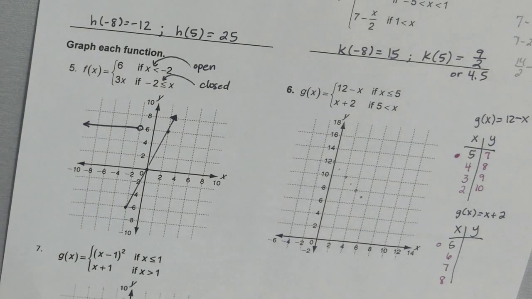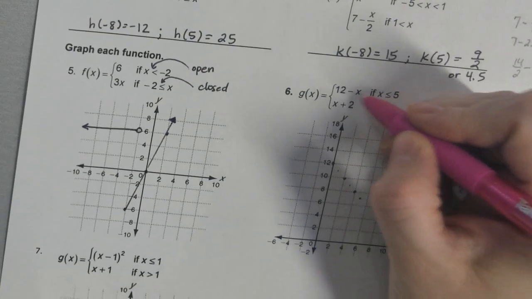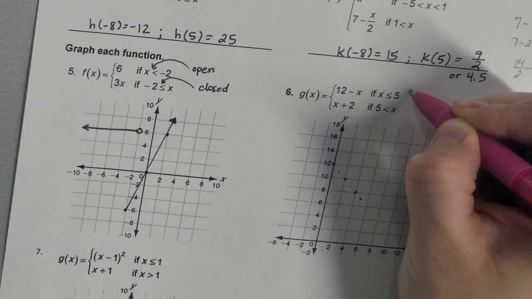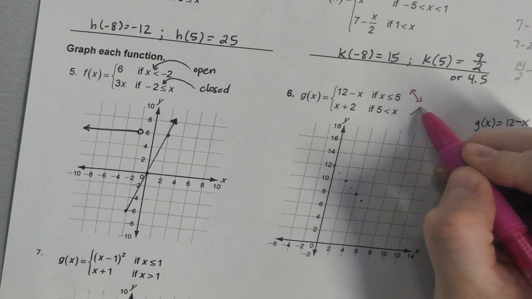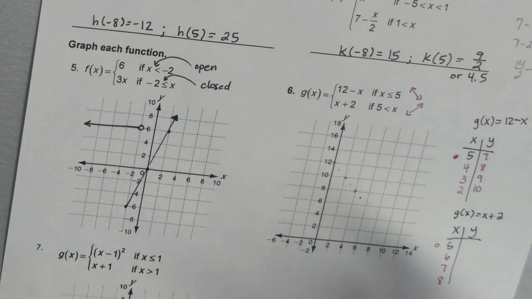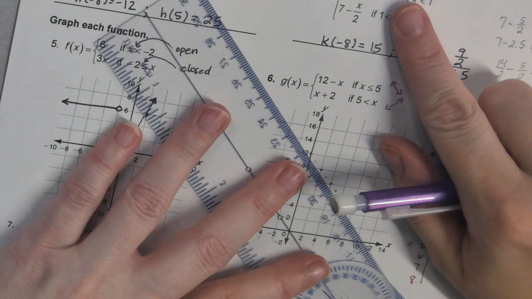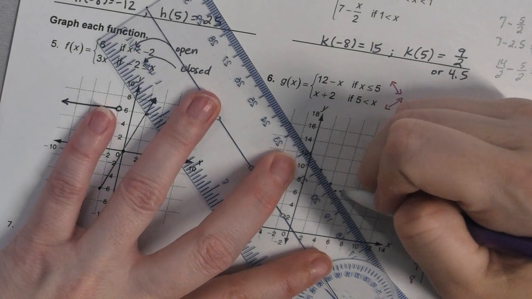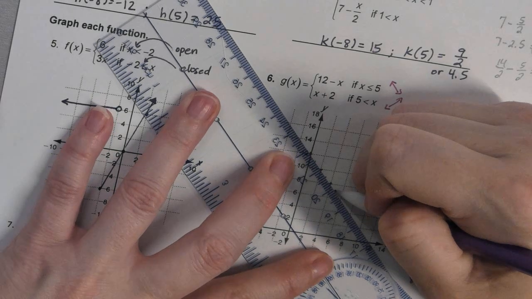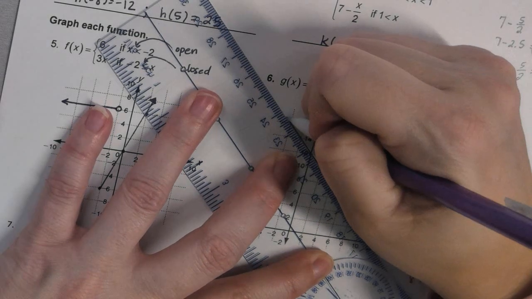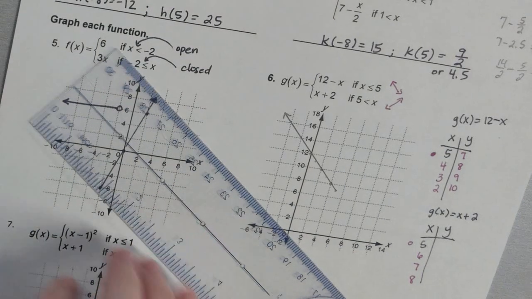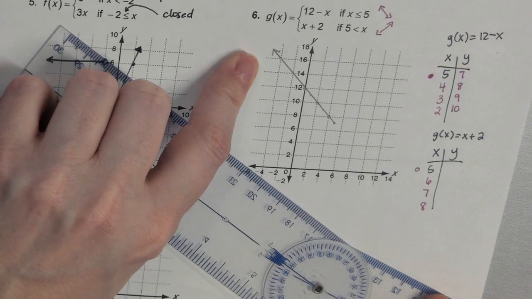Another thing that I like to do is I like to say, okay, this is linear, and the slope is negative, so it's going down, so I know what direction it should go in. This is linear, and the slope is positive, so it's going up. And then you can use your straight edge to span your graph. All right, notice the arrow only goes one way.